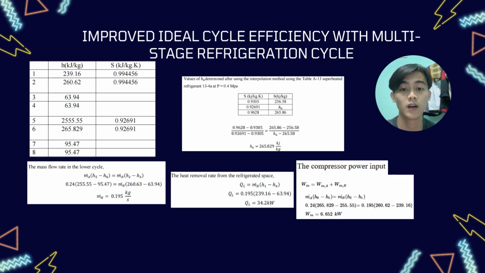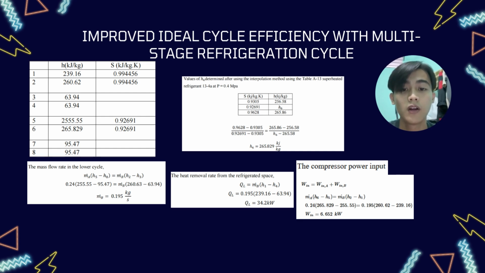Next, we will find the value of H3 and H4 at the table of A12 pressure table. At the pressure of 400 kilopascal, we will take the Hf value and we will get 63.94 for H3 and H4. On the same pressure, 400 kilopascal, we will take the value of Hg for H5. After referring to the table, H5 is equal to 255.55.